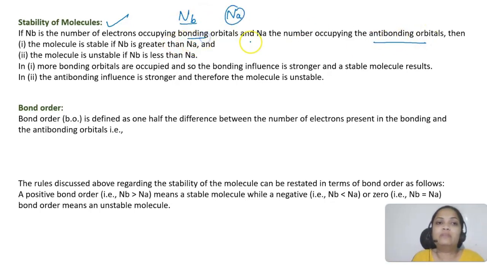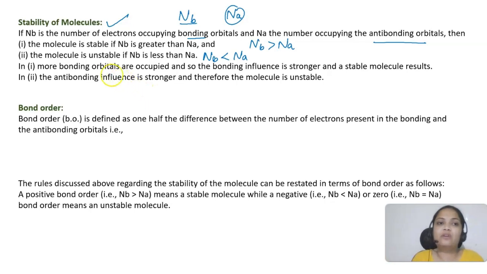So the molecule will be stable if Nb is greater than Na, meaning the number of electrons in bonding molecular orbitals is more than the number of electrons in anti-bonding orbitals. The molecule will be unstable if Nb is less than Na. Okay, keep that in mind. If more electrons are in anti-bonding molecular orbitals, the molecule will be unstable.